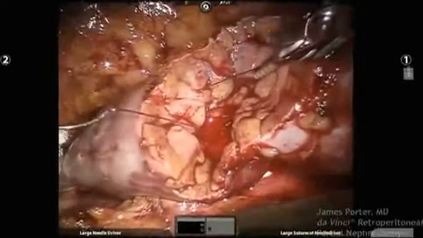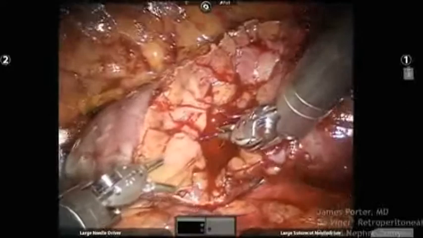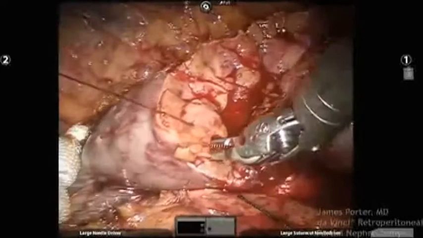You can see how that stitch now at the base starts bringing the base of the kidney together, and it's nice and demonstrates the skill seen here to place the suture and tighten it without tearing through the parenchyma.